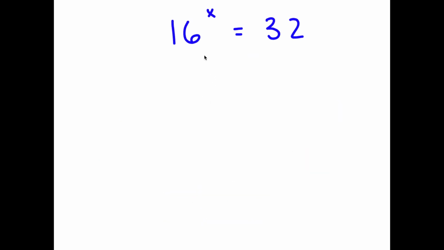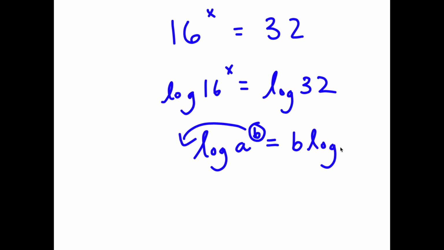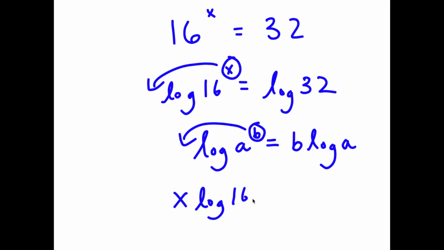Alright, so in this problem, I have 16 to the power of x is equal to 32. So to solve this, well, I actually have multiple different methods. So my first method, I'm going to take the log on both sides. So I have log 16 to the power of x is equal to log 32. Now if I have something in the form log a to the power of b, I can move my exponent b to the front. So this is equal to b times log a. So for log 16 to the power of x, I can move x to the front. So now I have x times log 16, which is equal to log 32.